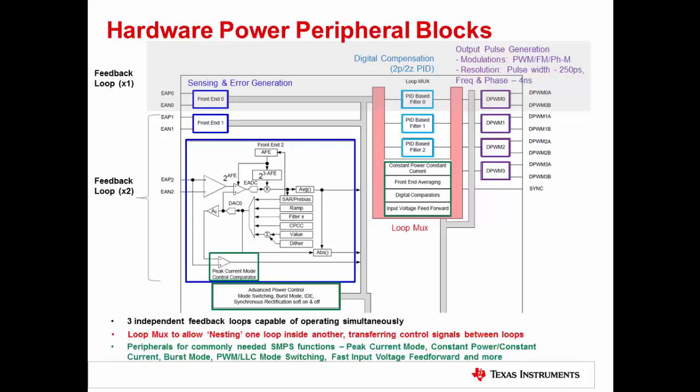Finally, the hardware state machine in the 3138 also includes specialized power peripherals for implementing some very commonly requested power supply functions such as peak current mode control, constant power, constant current regulation under overload, burst mode for better light load efficiency, automatic mode switching between PWM and LLC modes during startup, fast input voltage feed forward, and so on.